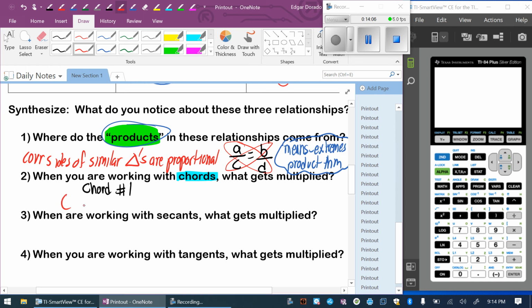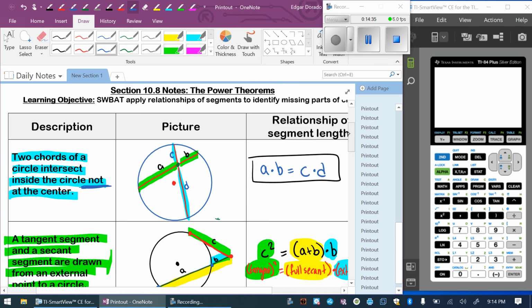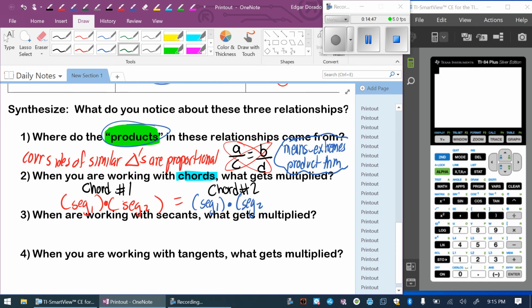well, you would multiply the first segment of that chord times the second segment of that chord. And if I do that multiplication, it should equal the same as what I get for the second chord. Okay, same thing. The first segment of the second chord times the second segment of the second chord. If I do that, guys, you're just multiplying segment times segment. Or if I come back up here, look closely, A times B should equal C times D. Okay, so always, always, always handle it in that scenario when you're dealing with a chord.